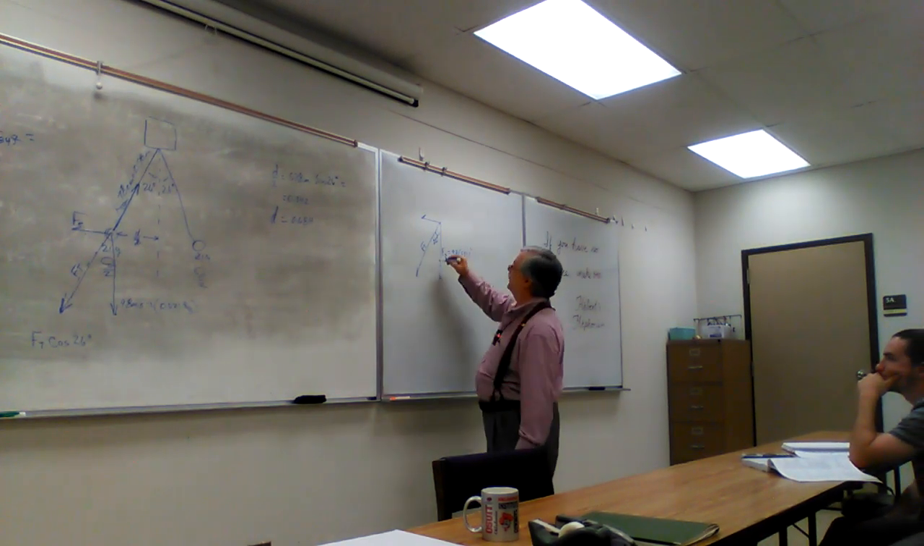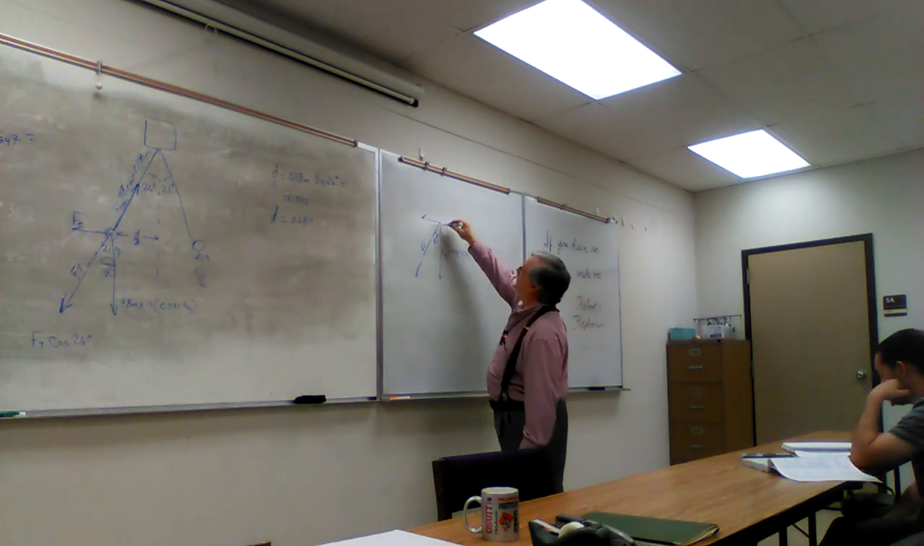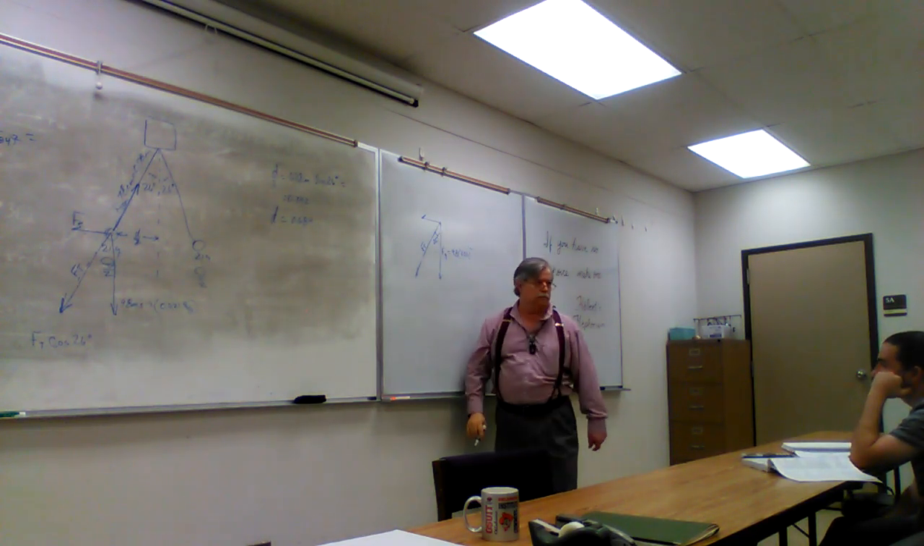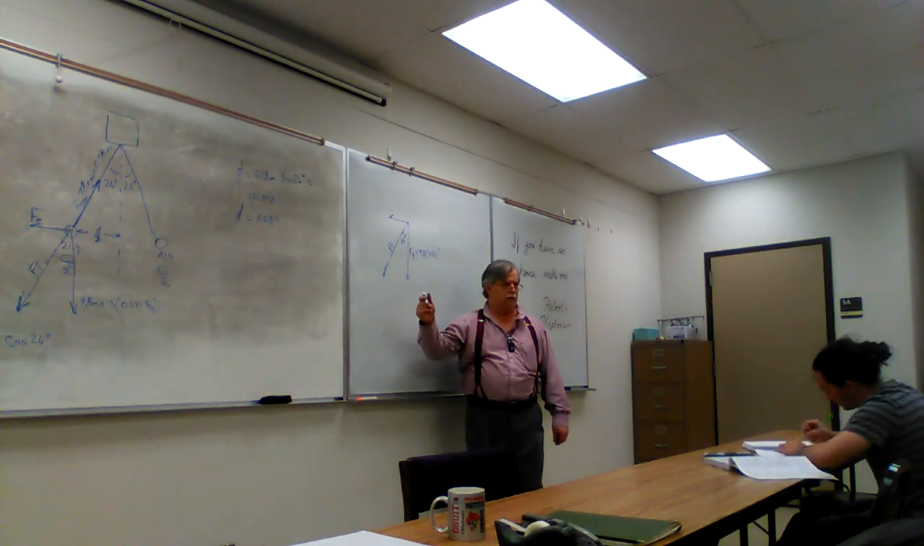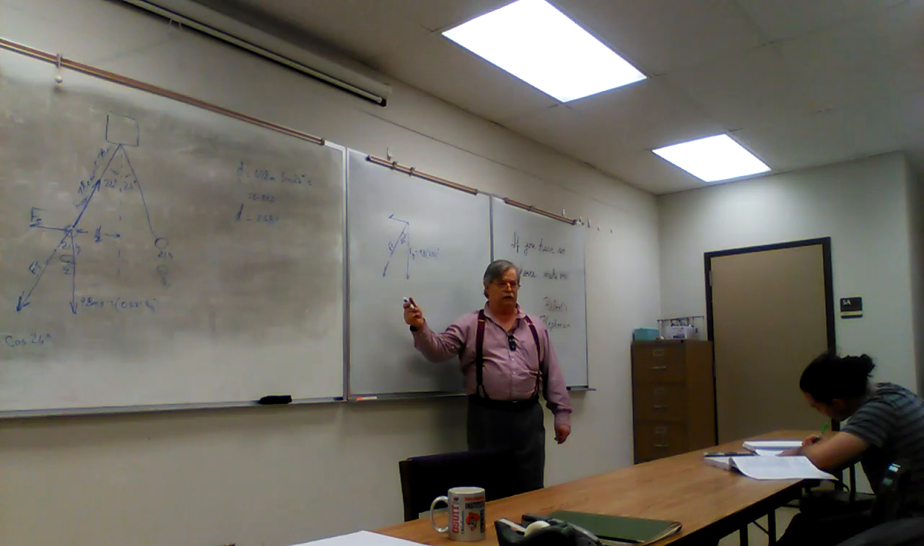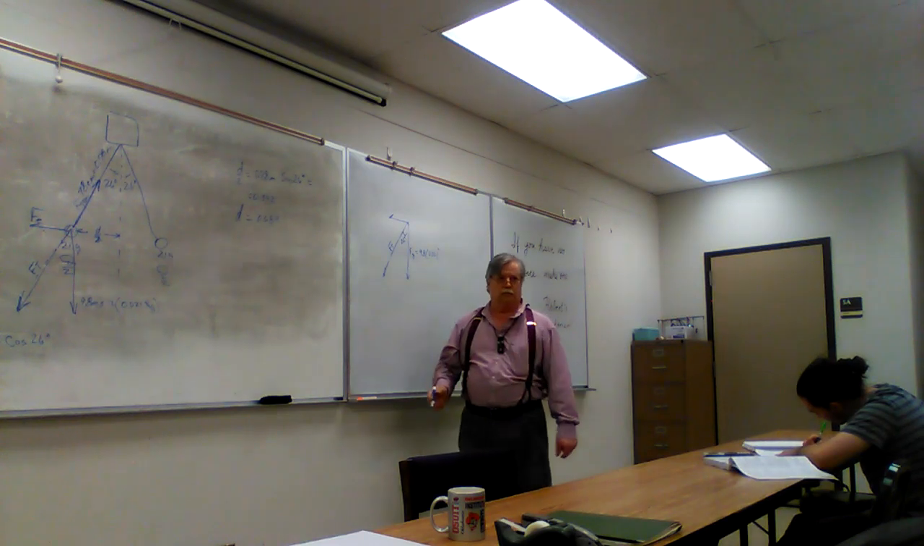And so we know that this vector times the cosine of 26 degrees is equal to this vector. Remember, that's how we converted a polar coordinate vector into Cartesian coordinates. Okay?